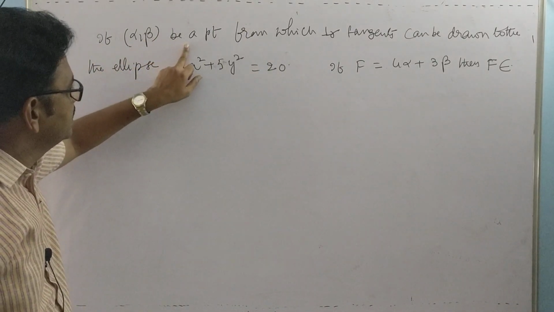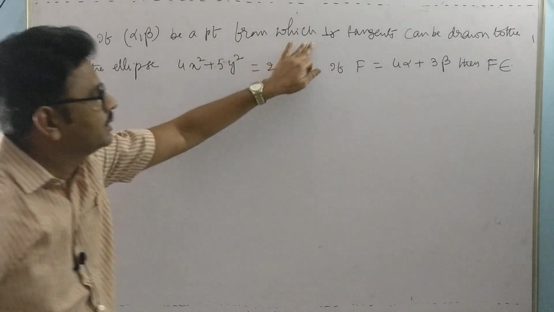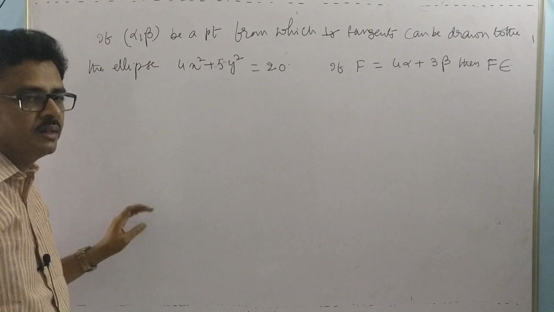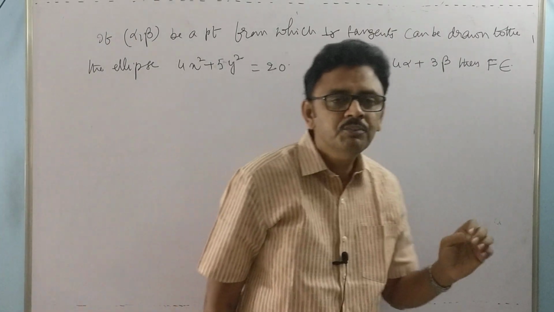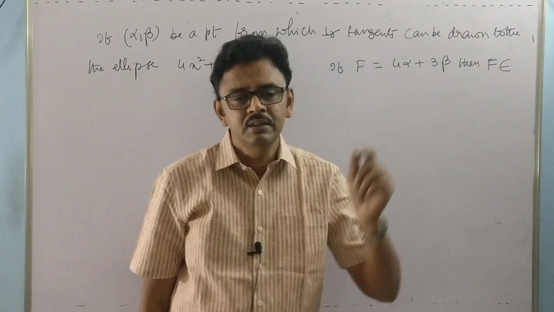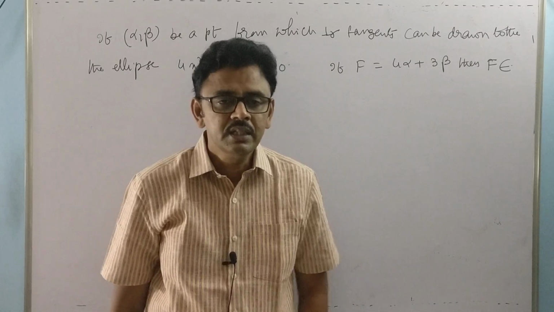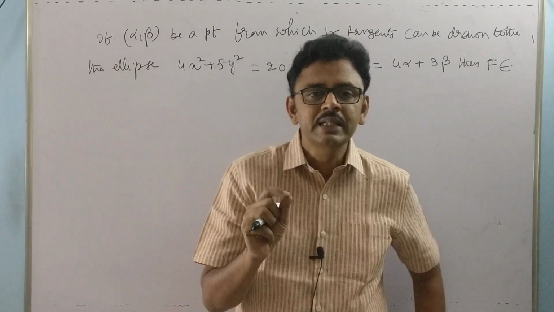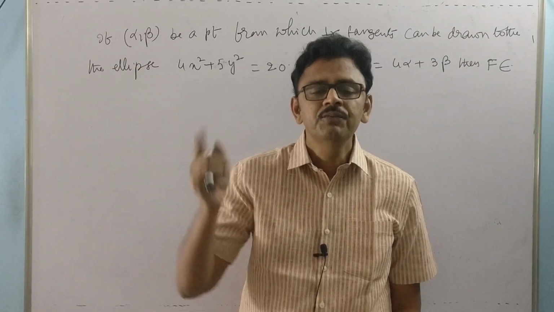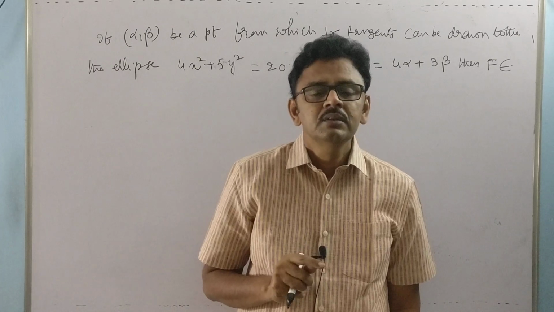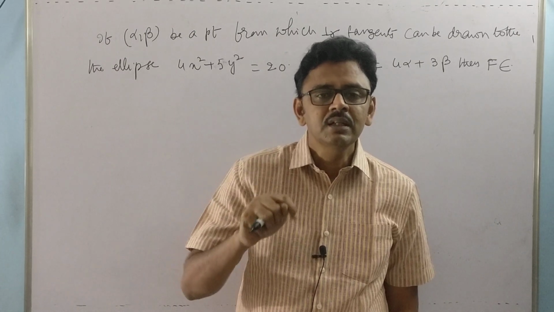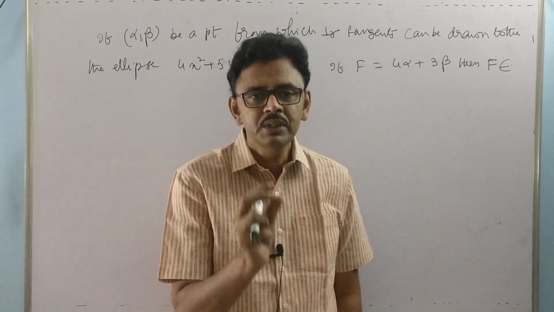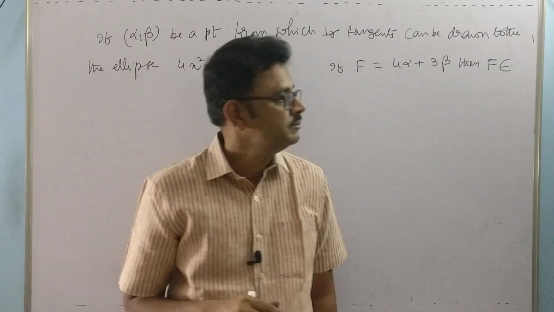Alpha comma beta is a point from which perpendicular tangents can be drawn to the ellipse. Tangents are perpendicular means the point lies on the director circle. What is the director circle? The locus of the point of intersection of perpendicular tangents of an ellipse is also a circle concentric with the given ellipse, called the director circle. If the tangents are perpendicular, the point lies on the director circle.